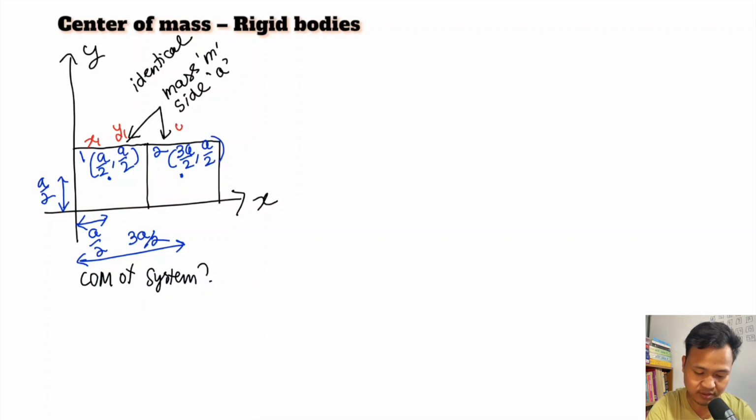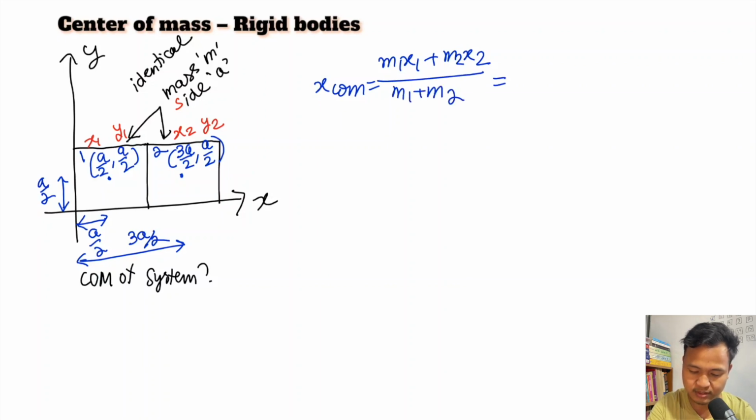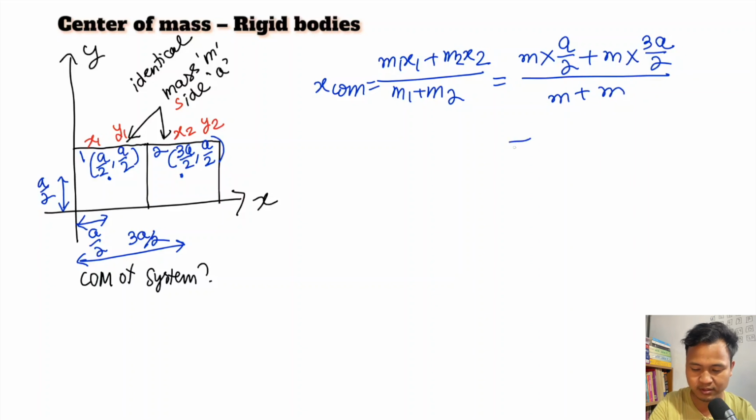So now you have x2, y2. With x1, y1, x2, y2 we apply the formula. xcom is m1x1 plus m2x2 divided by m1 plus m2. Putting in the values, m1 is m times x1 which is a by 2, plus m2 is m times x2 which is 3a by 2, divided by m1 plus m2. So you solve this one. How much will you have?